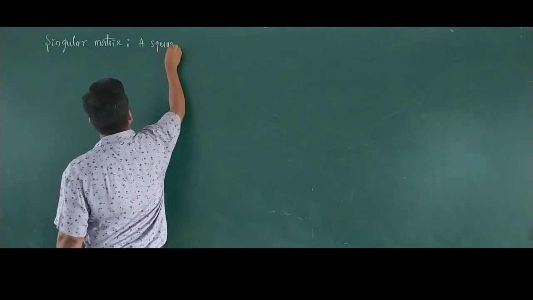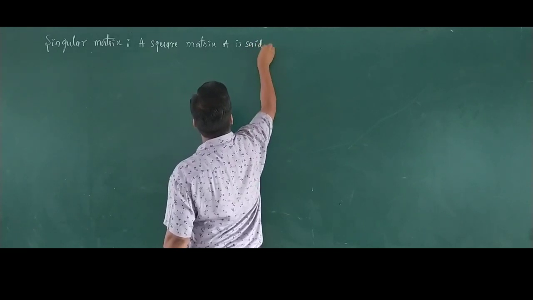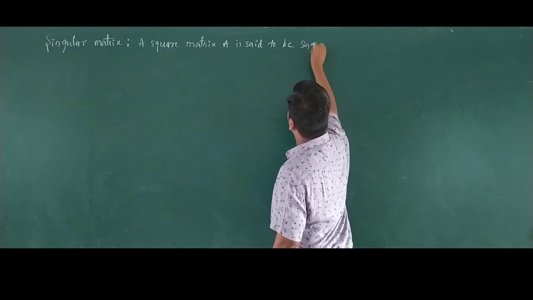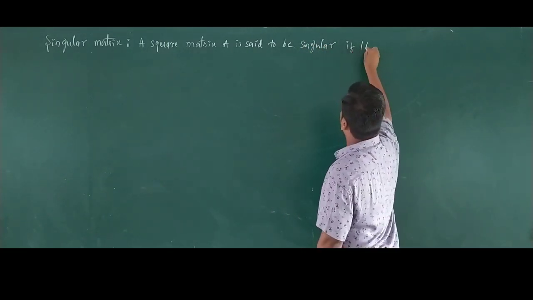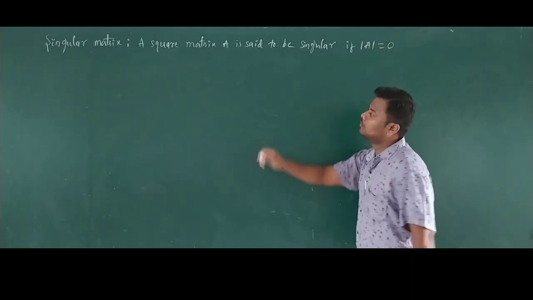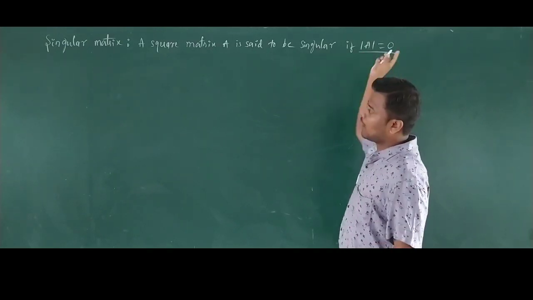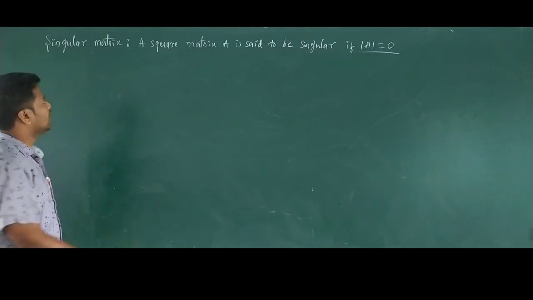Next, a square matrix, singular matrix. A square matrix A is said to be singular if determinant of A equals 0. Whenever the determinant of a matrix is equal to 0, we call that a singular matrix. Okay, example.